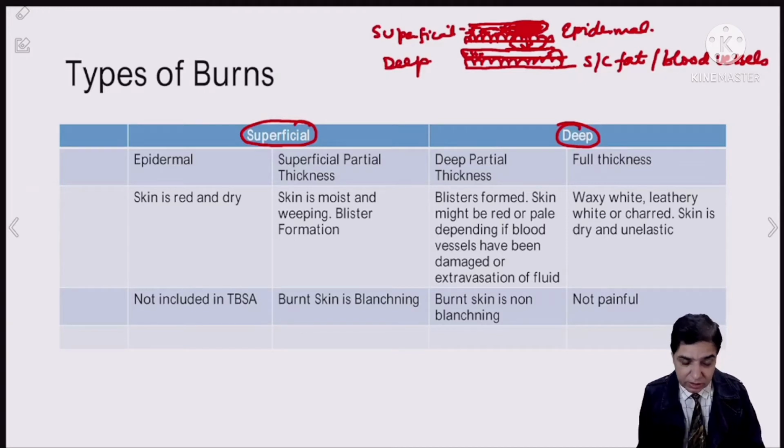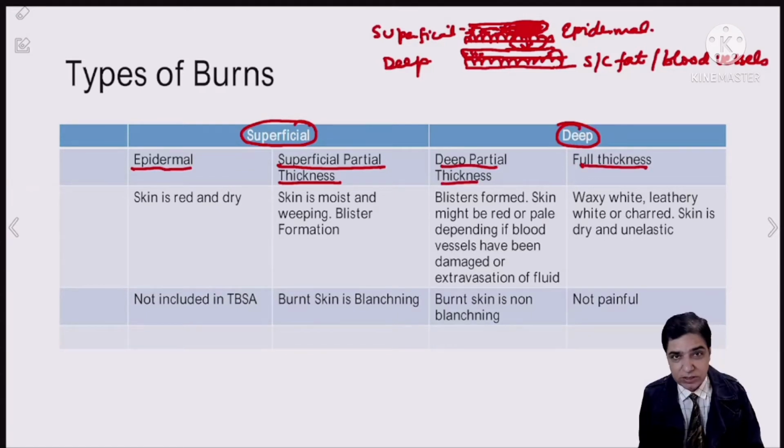So again, as I told you, they can be further divided. Superficially, they are epidermal, where only the epidermal layers are involved, or superficial partial thickness burns. Superficial partial thickness burns means that the burn is extending to the top layer of the dermis. Then the deep ones are the deep partial thickness and the full thickness burns.